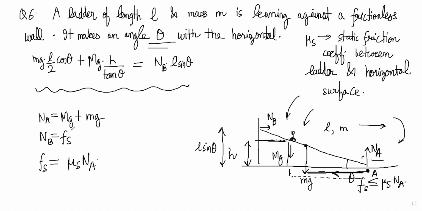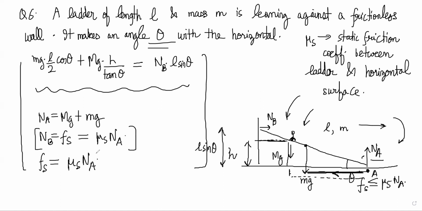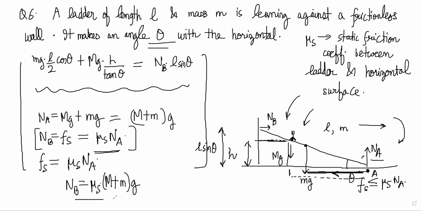Now, what you have to do is solve all of these equations to find h. These are the four equations. You have to solve all of them to find h. Obviously, we can eliminate many things, like you can say NB is equal to Fs, and Fs is mu s Na. So you can say NB is equal to mu s Na, right? So everywhere you can replace NB with mu s Na, and Na is M plus m g. So we get NB is equal to mu s times M plus m into g, right?